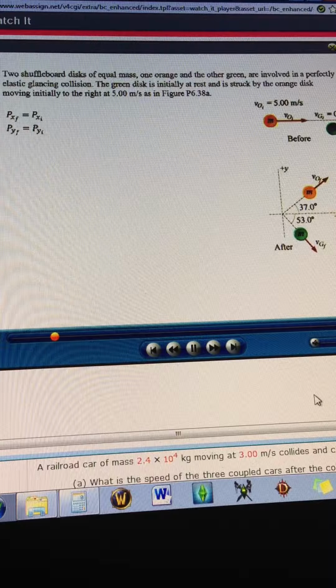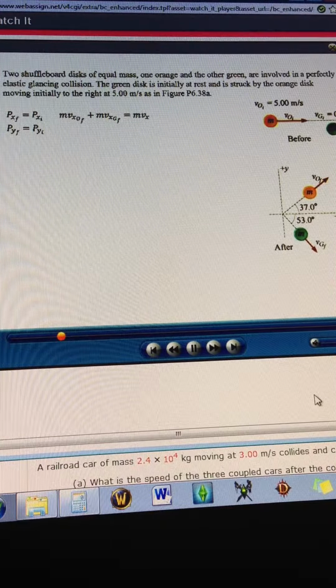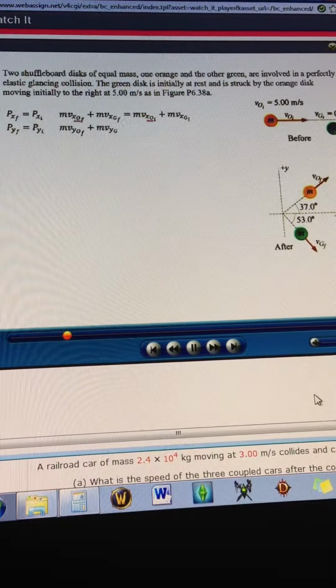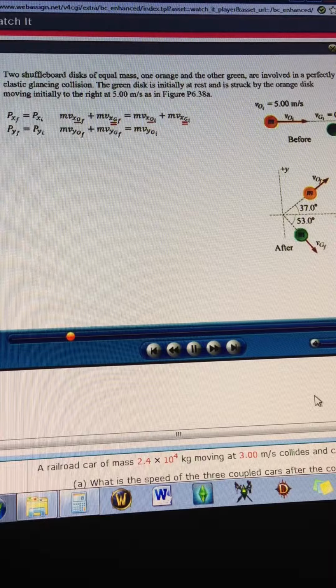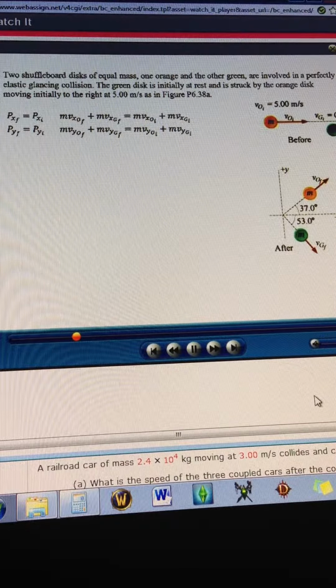Let's begin by writing out all these terms in the equation of conservation of momentum in the x and y directions. We'll use an uppercase O for the orange disk and an uppercase G for the green disk, and note that the disks have equal masses. We can now simplify these equations.